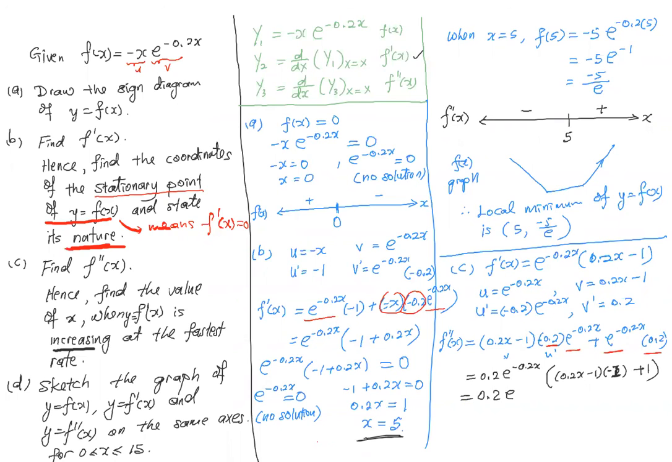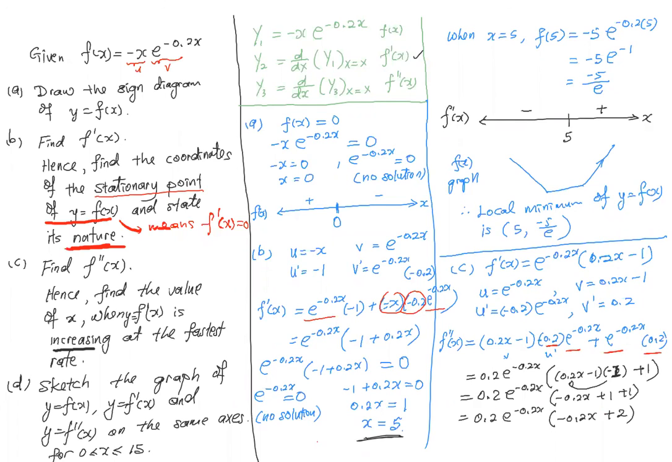This factorization, you just have to do it. You cannot say I'm not good in maths. You have to practice until you can. So multiply it out: negative 0.2x plus 1 plus 1. From here we have 0.2 e to the power negative 0.2x times negative 0.2x plus 2. All right, so this is your f double prime x.